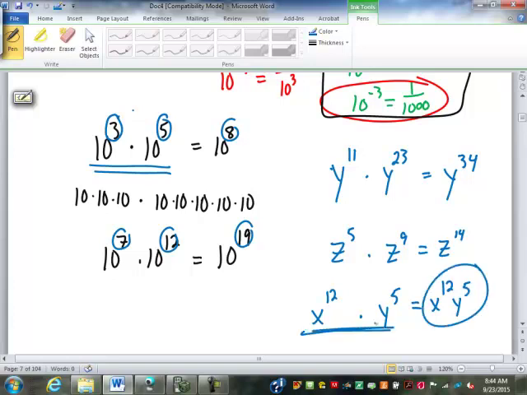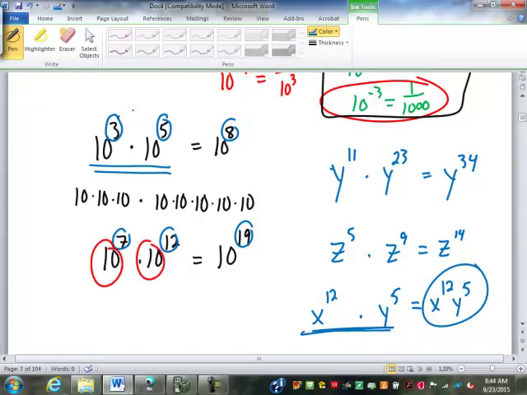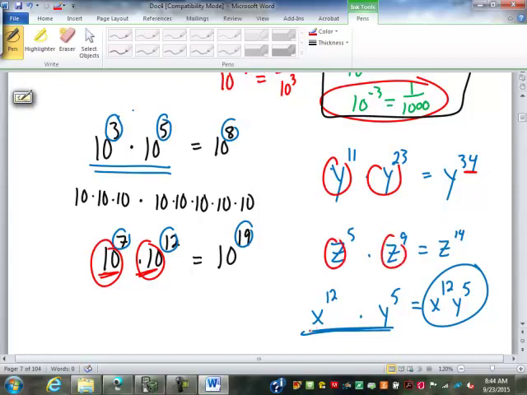Good. If I have x to the 12th times y to the 5th, that's going to give me... Can't combine them, different bases. This adding the powers only works if I have the same base. These are both 10s, so I can add the powers. These are both y's, so I can add the powers. These are both z's. If I have different bases, I can't combine the powers. I can still multiply them and get x to the 12th, y to the 5th, but I cannot combine the powers.